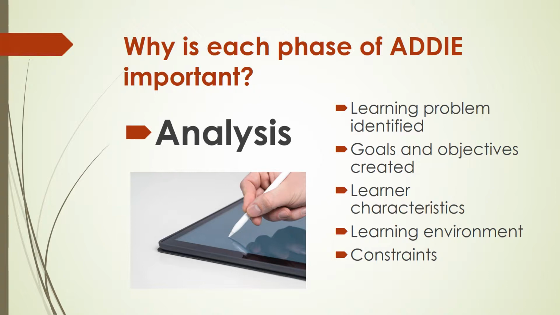Learner characteristics are identified. What do the students already know? What prior knowledge are they coming in with? The learning environment should be considered. Where will the instruction take place? Constraints should also be identified. Are there timelines, budgetary considerations, or technology requirements that need to be considered?